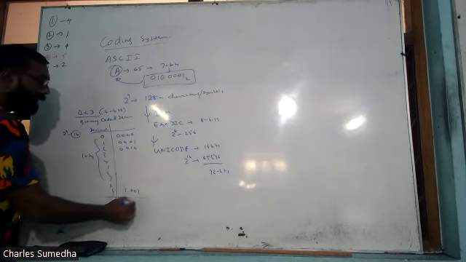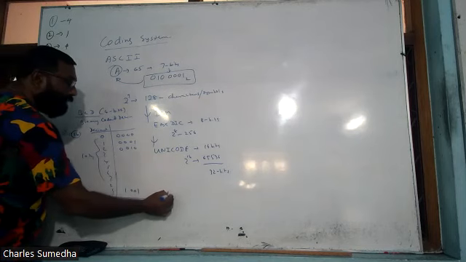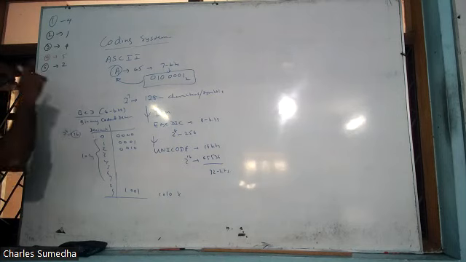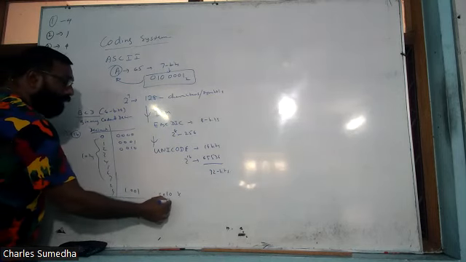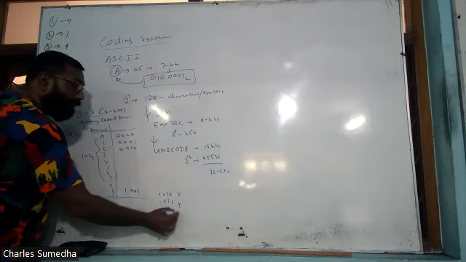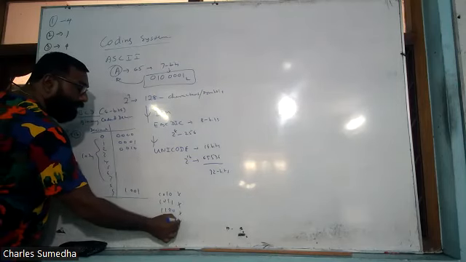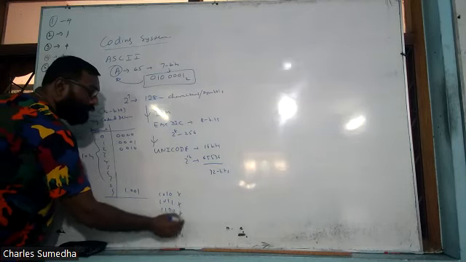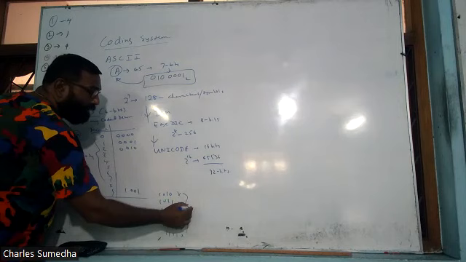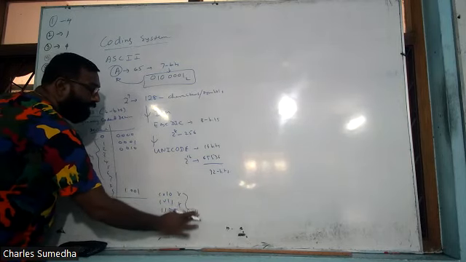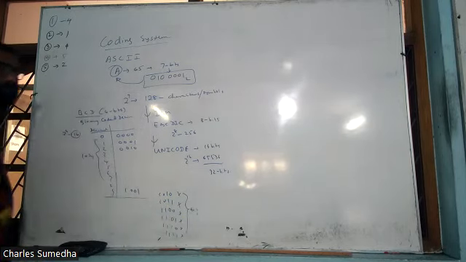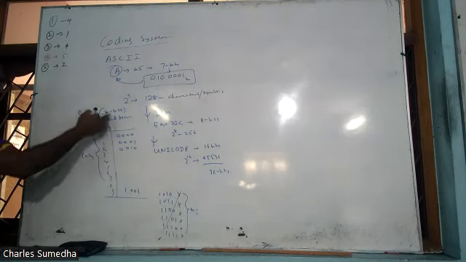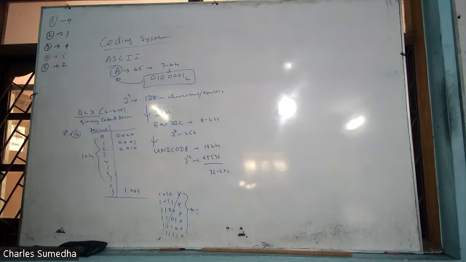So 1001 is the last. 1010 is not used, because it is used for decimal numbers only. 1011 is not used. 1100 is not used. 1101 is not used. 1110 not used. 1111 is not used. So these 6 combinations are not going to be used. In binary coded decimal, they use 4 bits for 0 to 9. So you all have to know the pattern.